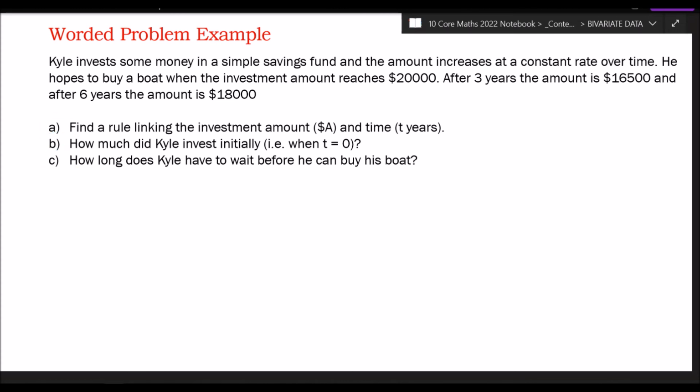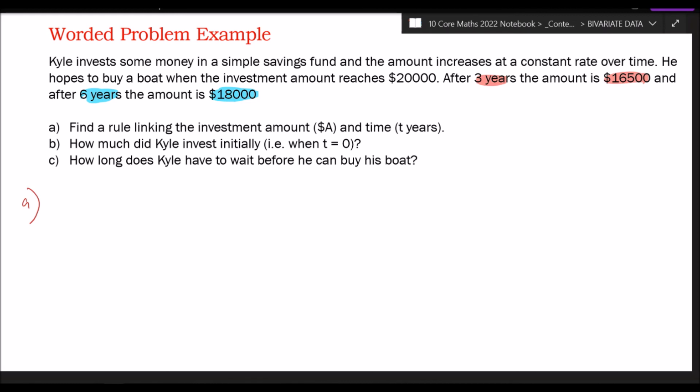Question 1 is find the rule linking the amount of investment and the number of years. If you look at the question, it says this guy invests money in an account and it grows at a constant rate over time. That means it's going up by the same amount. He hopes to buy a boat when the investment reaches 20,000. After 3 years, the amount is 16,500. That's a clue. And after 6 years, the amount is 18,000. Find a rule linking the investment A and time.